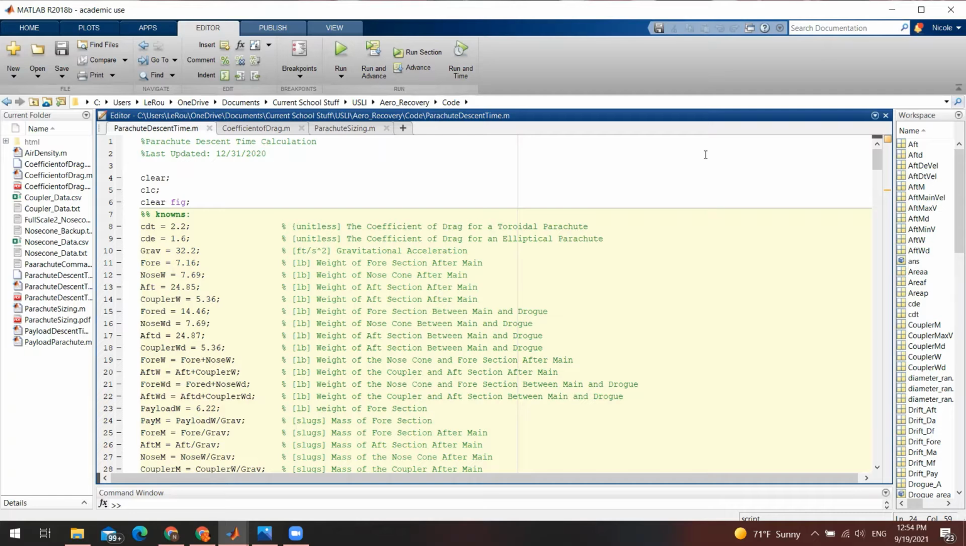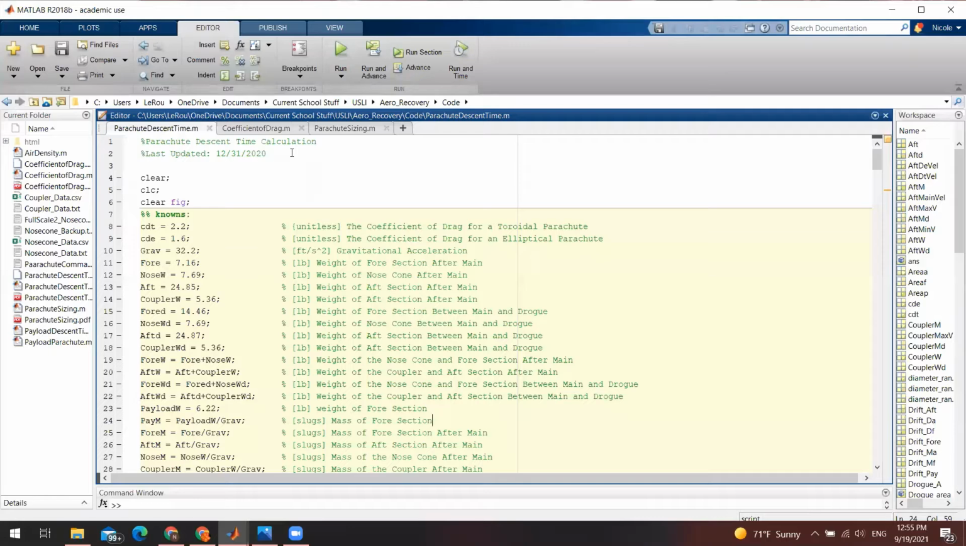So this code takes the specific weights of all of the sections of the rocket and it calculates all of those values for us. I'm just going to walk you through this code and how I made it so that you guys can implement it to use with your unique hobby rocketry if you want to keep track of that kind of thing.